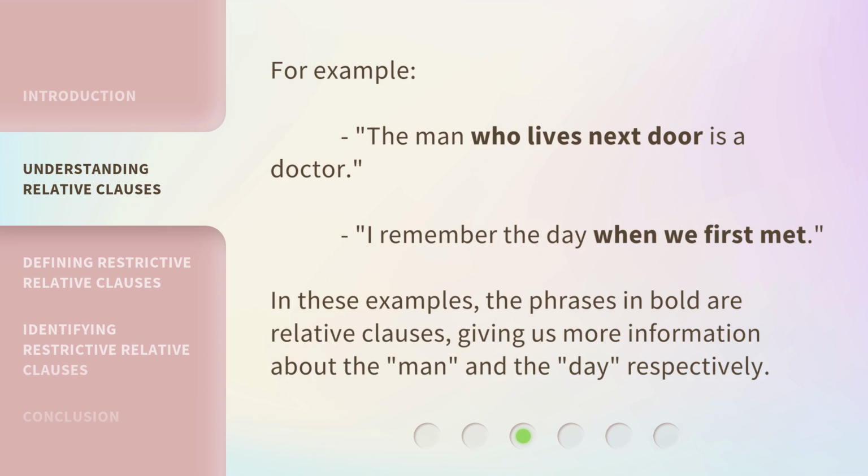For example, the man who lives next door is a doctor. I remember the day when we first met. In these examples, the phrases in bold are relative clauses, giving us more information about the man and the day, respectively.